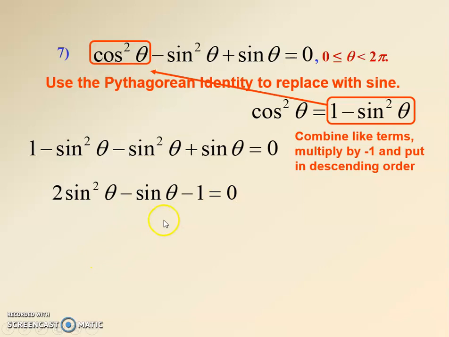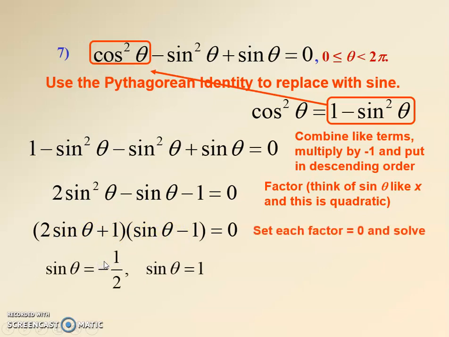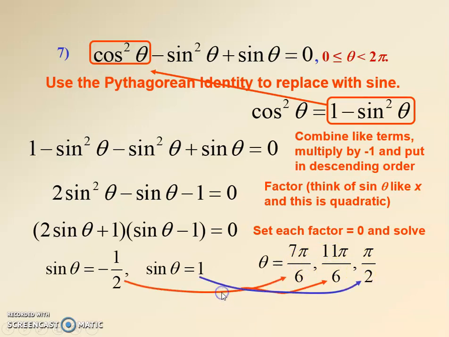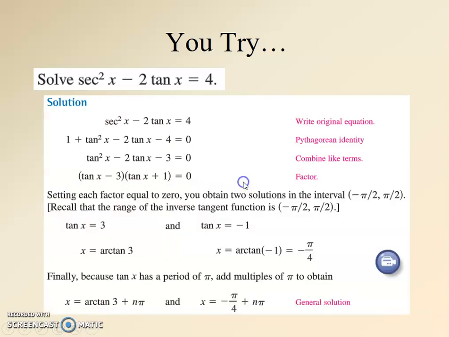So now when I go to factor this, it's very easy to do. And so these would be the two expressions that I'm going to work with. So if I set each of these equal to 0 and solve, these are going to be my three answers: 7 pi over 6, 11 pi over 6, and pi over 2. Alright, so go ahead and pause the video and try this example next. The answer is here.